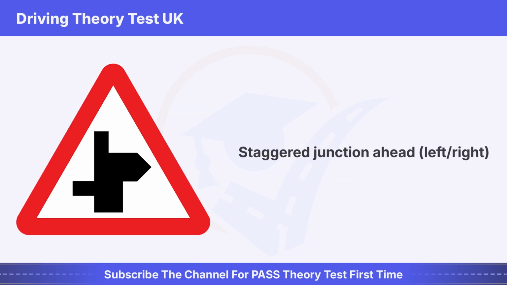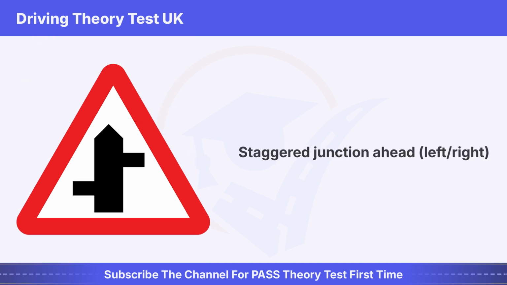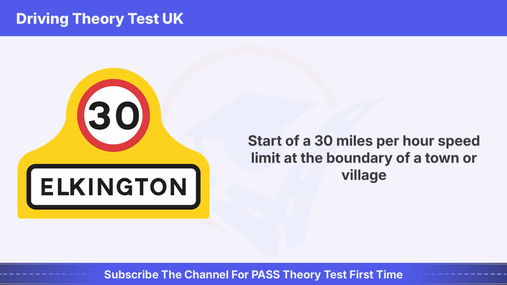Staggered junction ahead, left, right. Staggered junction ahead, right, left. Staggered junction ahead, right, left. Staggered junction ahead, left, right. Start of a 30 miles per hour speed limit at the boundary of a town or village.